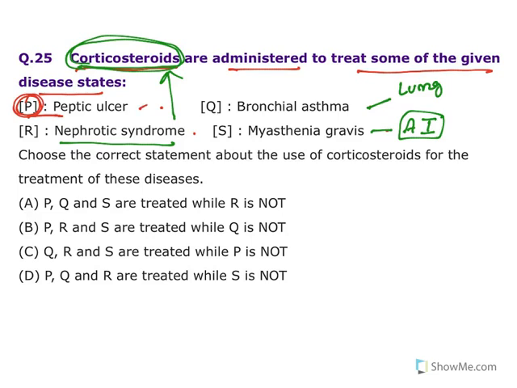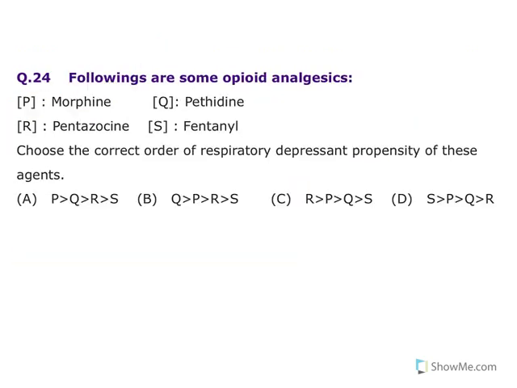So P is not there. In all of these options, we need to find out this one. See, Q, R, S are treated with corticosteroids while P is not. So this is the correct answer. Option C is correct. Moving to the next one.